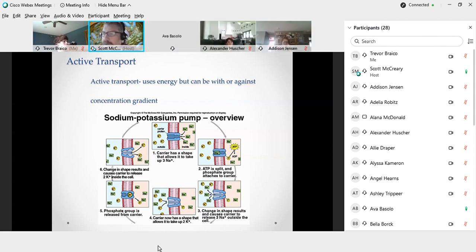Yeah. Doesn't matter, does it? So active transport can pump in any direction. It's independent of the concentration gradient. Okay? That's a very often missed question. Let's make sure we get that right.